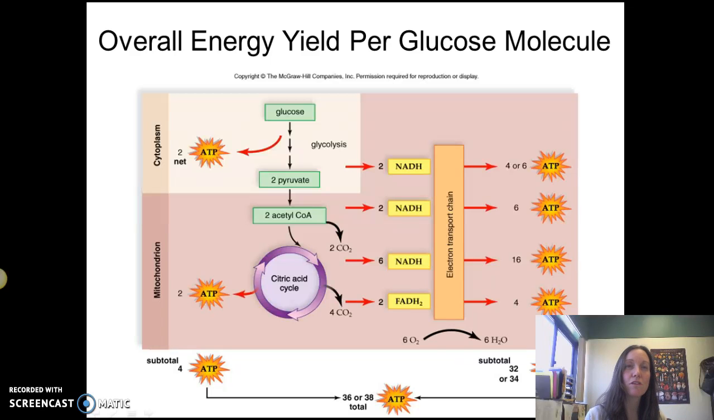This slide shows an overall energy yield per glucose molecule, and it kind of summarizes the different parts of the process. So take a few minutes to look at this slide and just notice where the electrons are, where the parts of glucose are, the actual substance of the glucose molecule, and where the processes are taking place.